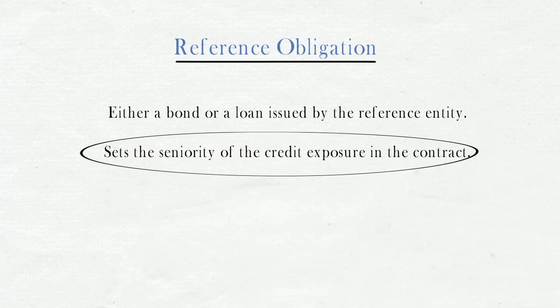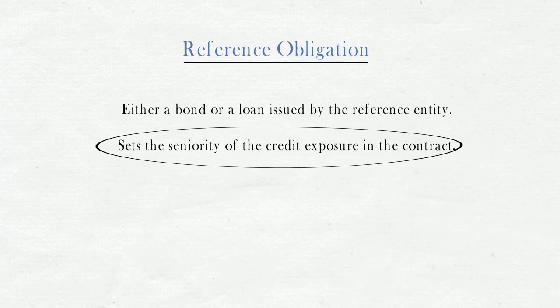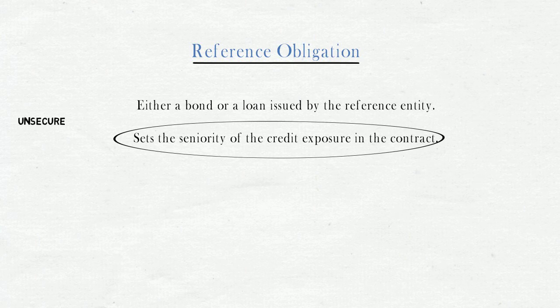Now what that means is, if you bought a CDS where the reference obligation is an unsecured bond, then after a credit event, you can deliver any other unsecured bond of the company, or you can deliver a bond that is senior in rank to that unsecured bond, which means you can deliver a secured bond of the same company too, because it is senior to the unsecured bond in the capital structure.